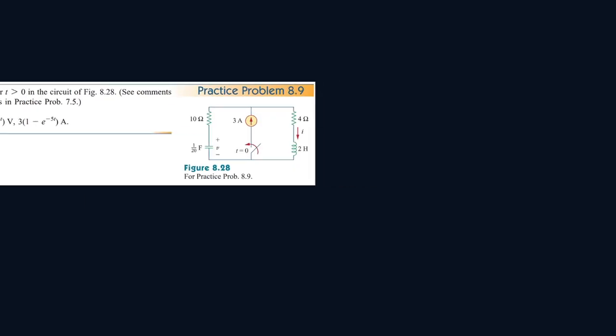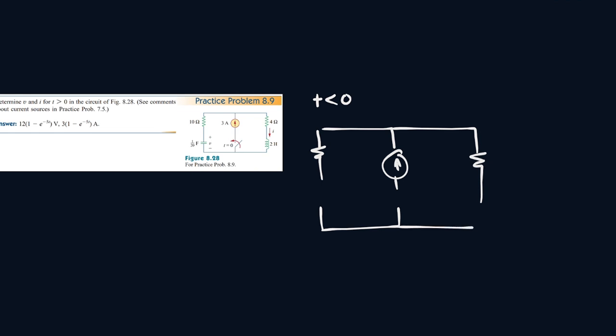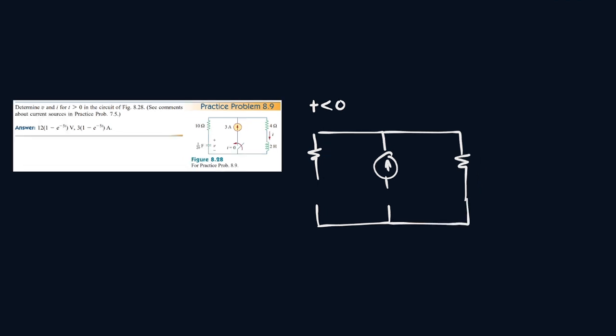So we're going to view the circuit when t was less than 0. So when t was less than 0, the capacitance becomes an open wire, and the inductor is short-circuited, and the switch is open. So it looks something like this. So this is 10 ohms here, this is 4 ohms here.